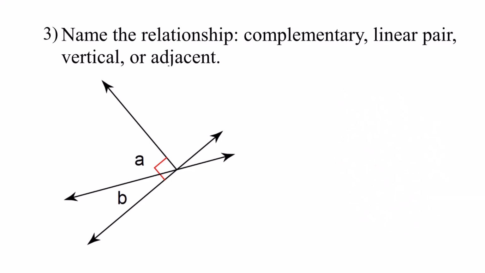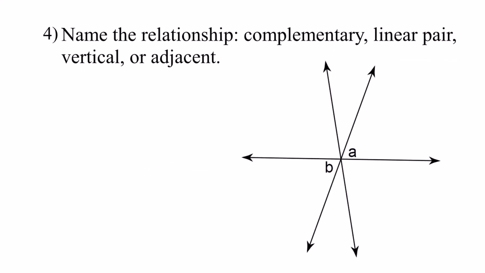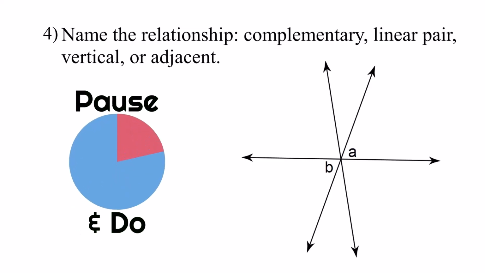You see the right angle, so there is your big clue. It's not a linear pair. They're not vertical. They're not across from each other. They are adjacent, but the best answer is complementary. All right, complementary, linear pair, vertical, or adjacent.